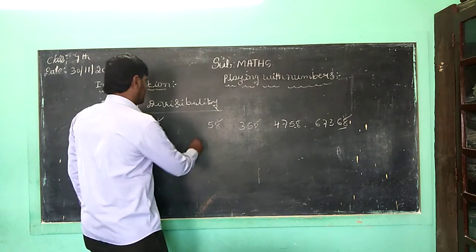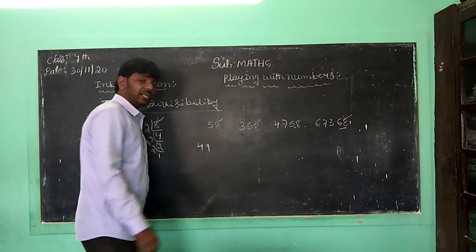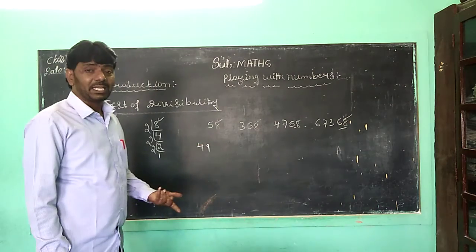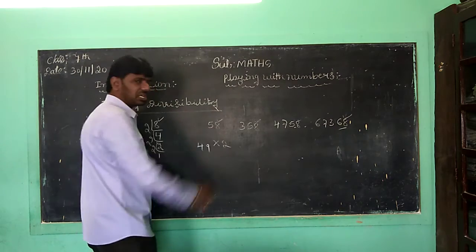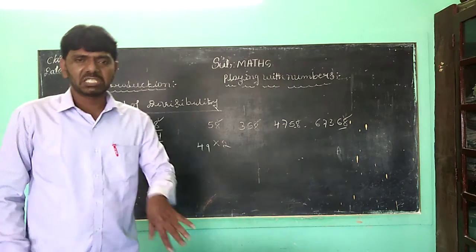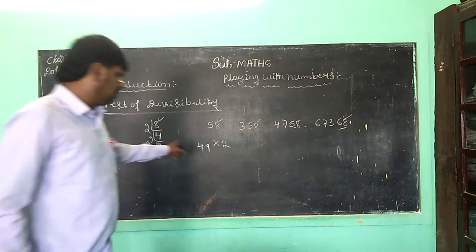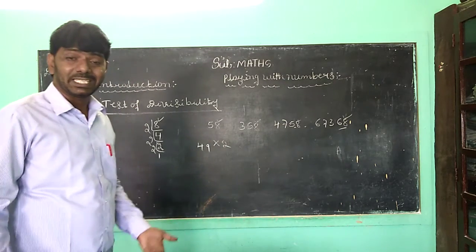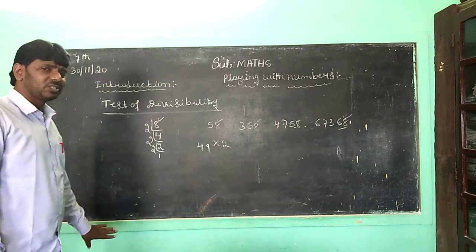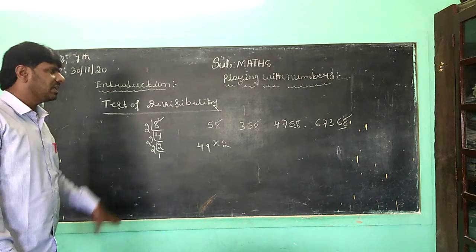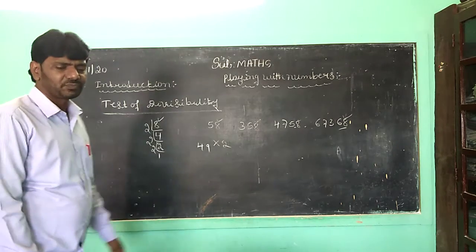Suppose 49 is there. Here, the unit place is 9, so it is not divisible by 2. Correct? For any number to be divisible by 2, the digit in the unit place should be an even number. Understood, children?